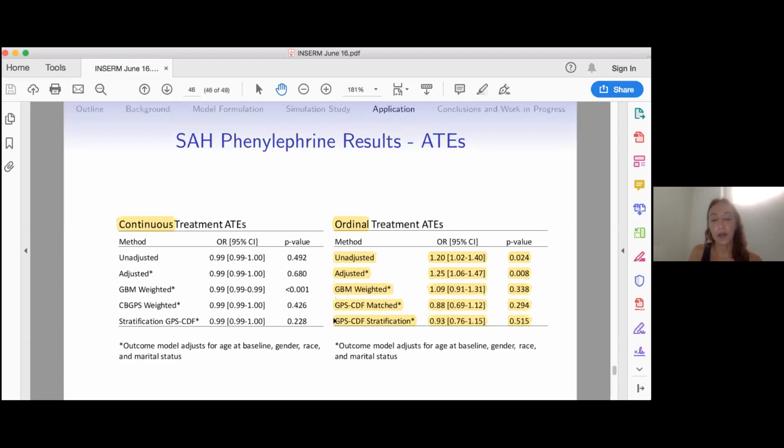Similarly, I'm going to go to GPS CDF stratification first, because it's attenuated even a little bit more and still insignificant. And then when I go to my most rigorous approach, which is matching, I match people based on a small caliper. Here, that's a more rigorous approach. I attenuate that OR even more and insignificant.